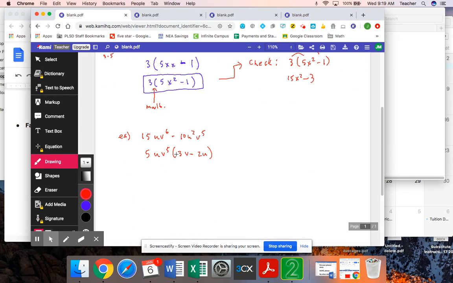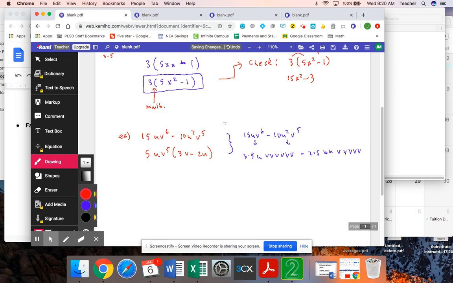I ended on this one, which was kind of quick. I want to do this one again, much like I did the other one. So if I do 15uv to the 6th minus 10u squared v to the 5th, I can write this in prime factors, and this in prime factors. Well, 15 is 3 times 5, u, and then 6 v's: 3, 4, 5, 6, minus 10, which is 2 times 5, 2 u's, 1, 2, and then 5 v's, 1, 2, 3, 4, 5.